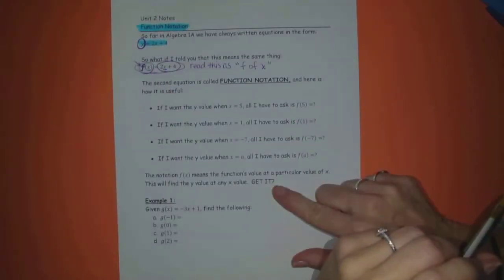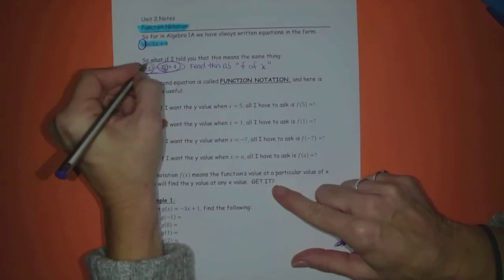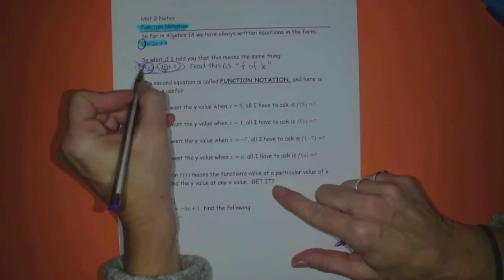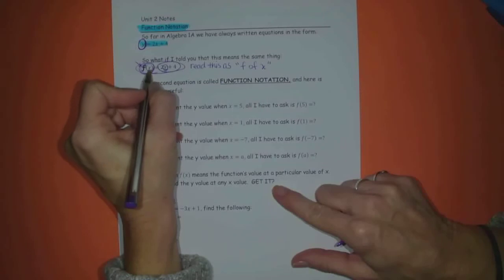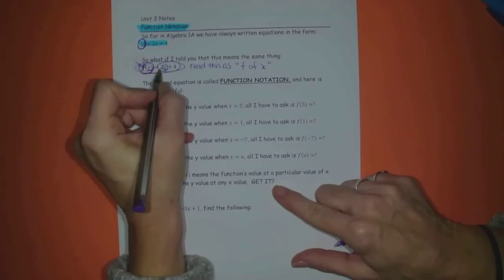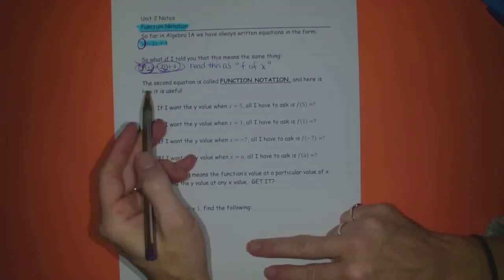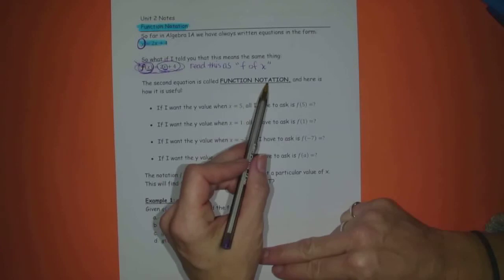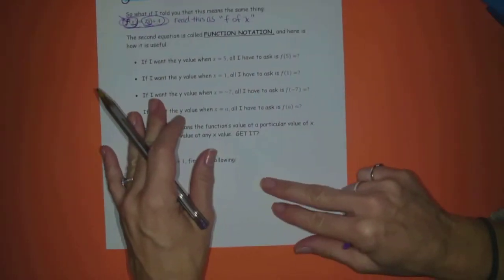You know, at the beginning of this chapter, we talked about how x affects y. They're in a relationship. So this is going to show me my function, my y value, when x is anything I want it to be. And that answer will come out by plugging x into the right side of the equation. Okay, so here it says the second equation, which is this one, is called function notation. And here is how it is useful.